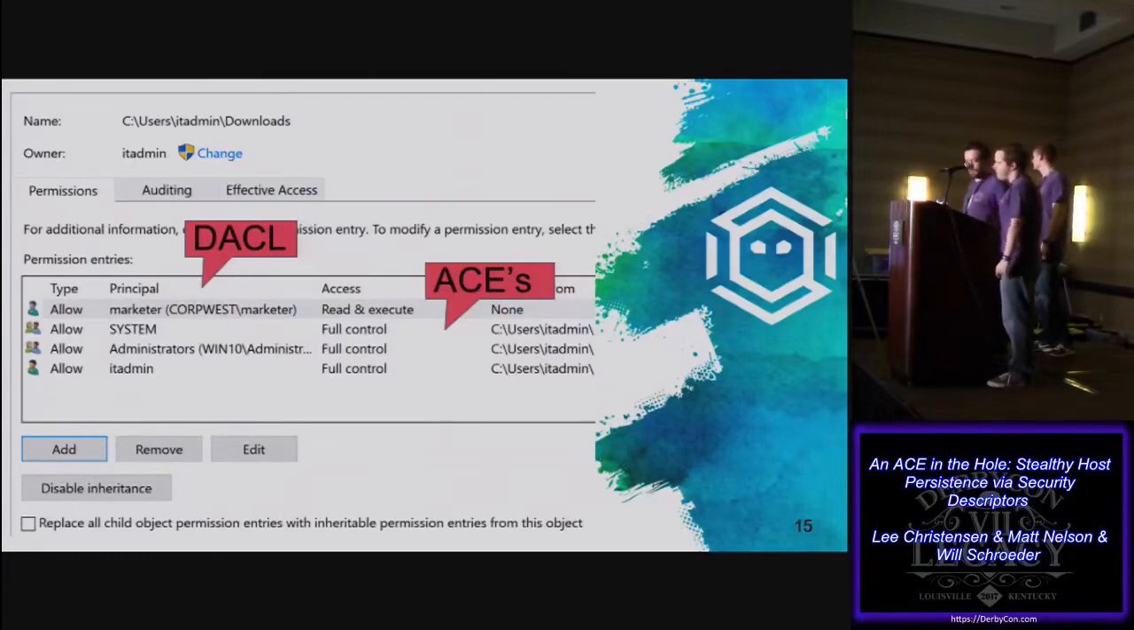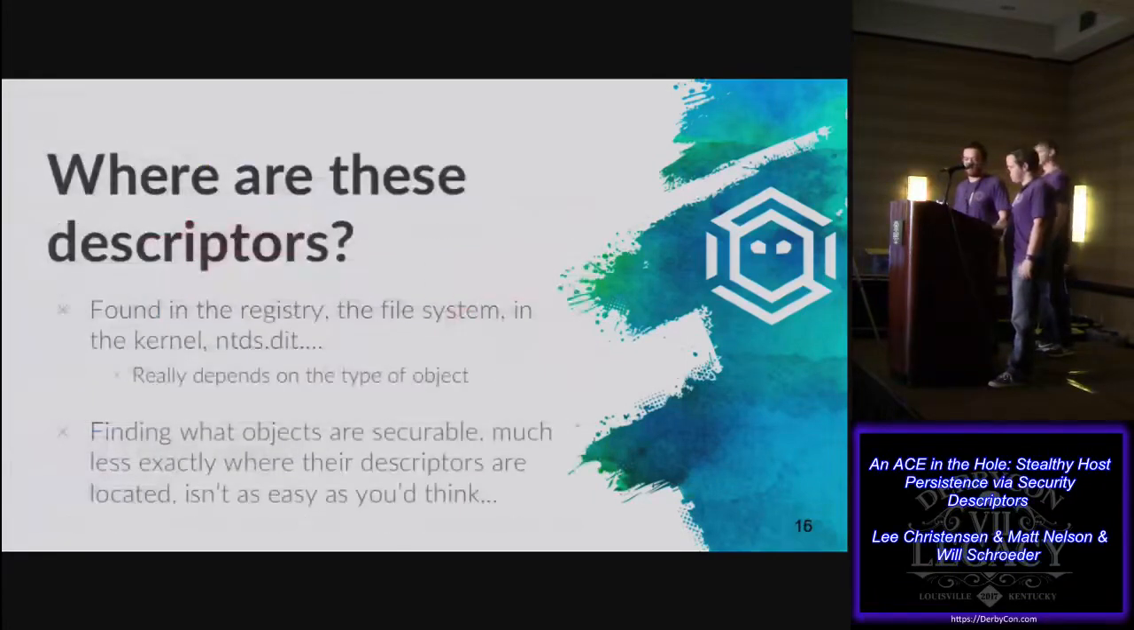So this is how most people are familiar with seeing it on Windows. If you right-click on a file, for example, this is a folder. You can see up there at the top, the IT admin is the owner. He can do anything to that object he would like. The DACL is under the permission entries section. That's a list of ACEs, and the ACEs specify what those specific principals, those trustees, can do. So in this picture, the marketer, for example, has an ACE that allows reading and executing in that folder.